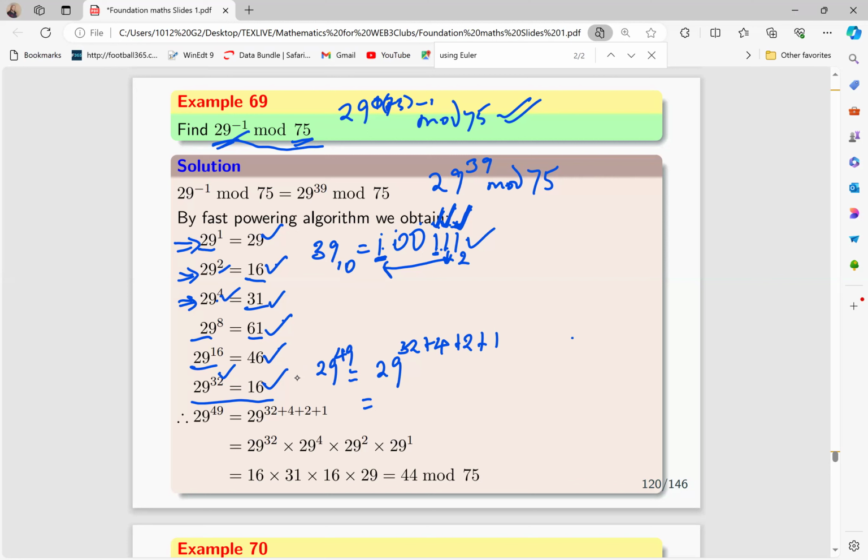This means that we have the last, which is 16, and then the third, which is 31, then the second, which is 16, then the first, which is 29. When you use your calculator, this is what you get, 44.